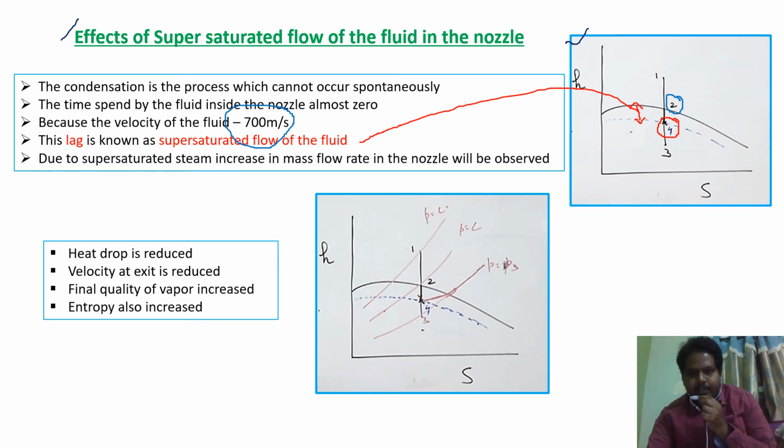Again, I am repeating. Instead of condensing at point 2, it will start condensing at point 4 because of the high velocity inside the nozzle. This lag is known as supersaturated flow of the fluid.